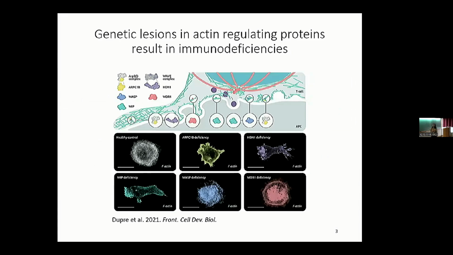And in fact, genetic lesions in a lot of these actin-regulating proteins result in either lethalities or debilitating immunodeficiencies. So this really highlights why we need to study actin in immune cells. So let's study actin, right?